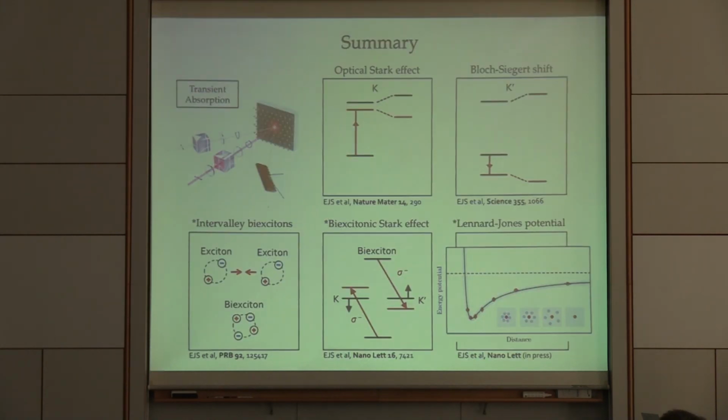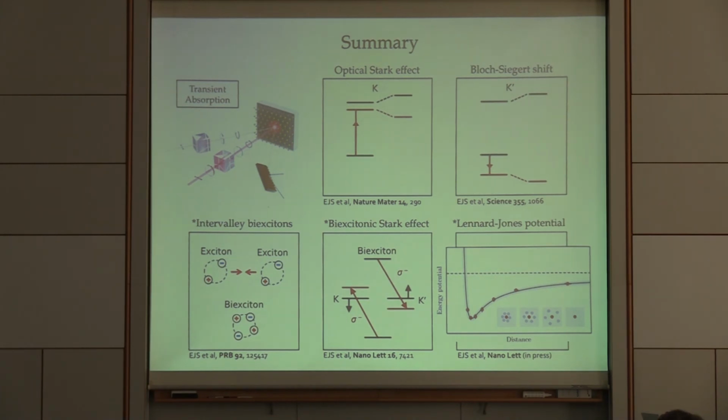So in summary, by using transient absorption spectroscopy, we have shown the optical Stark effect at the K value, and also seen physics beyond the Jaynes-Cummings model, which is the Bloch-Siegert shift. And there are several other ways Floquet states can be used to tune the energy levels, but I have not shown you here.